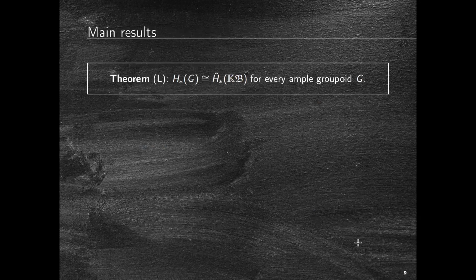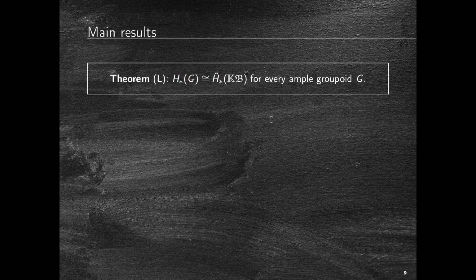So the first result, and this is now in general for any ample groupoid, is that the groupoid homology, that's what's on the left, can be understood as the reduced homology of this algebraic K-theory spectrum. So this is the first connection in this diagram, that groupoid homology can be interpreted this way.